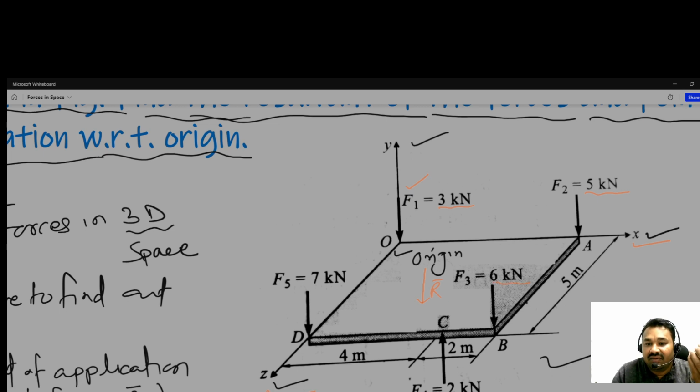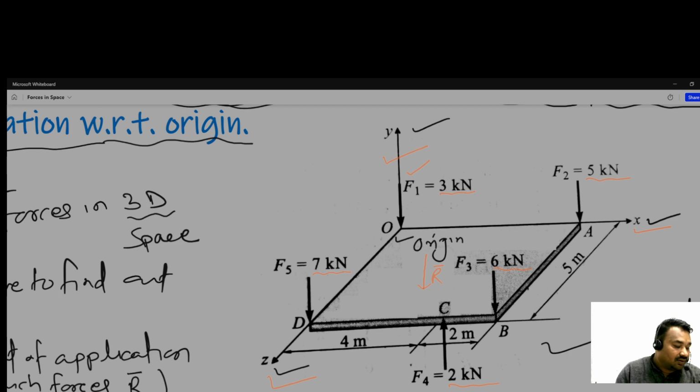Okay, and the vertical direction is what? It is parallel to the y-axis. And what about F4? This one is F4, and it is acting in the upward direction. What about F5? It is 7 kilonewton and acting in the downward direction.